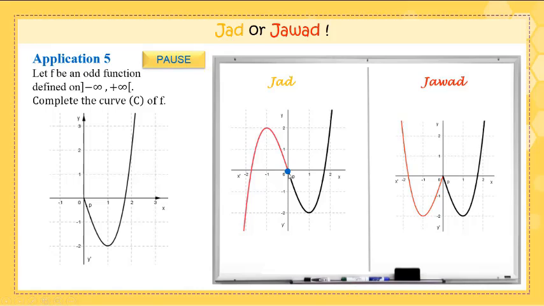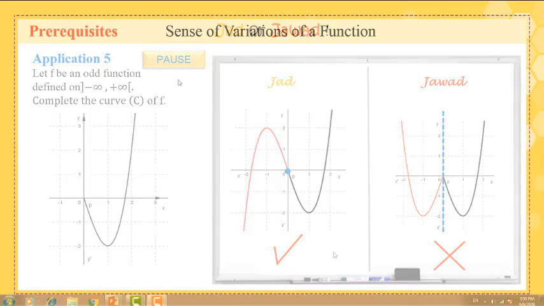The origin O is the center of symmetry of the curve drawn by Jad. The y-axis is the axis of symmetry of the curve drawn by Jawad. But don't forget that the function is an odd function, so Jad completed the curve correctly.